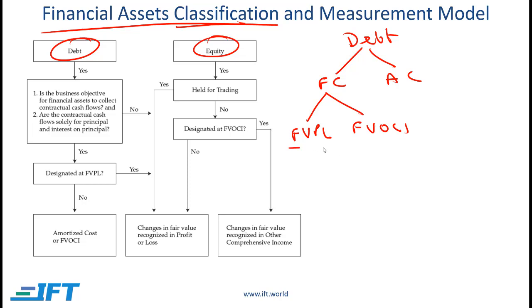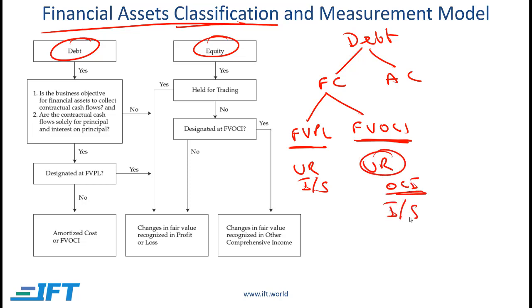This is something we've seen at level 1, but I will still remind you what these terms mean. Fair value through profit and loss means that any unrealized gains or losses flow through the income statement. Fair value through other comprehensive income means that the instrument is shown on the balance sheet at fair value, but unrealized gains and losses flow through other comprehensive income. So unrealized gains and losses do not show up on the income statement. An instrument is classified as FVOCI.